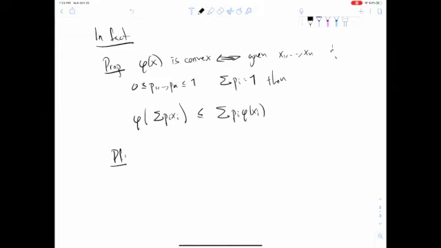So of course, this direction is obvious because it is the case n equals 2, but for the converse, we'll prove it by induction.